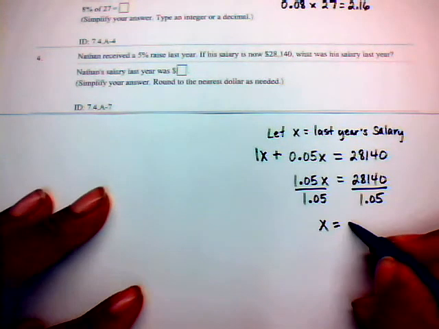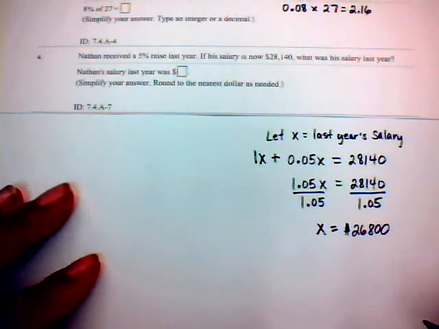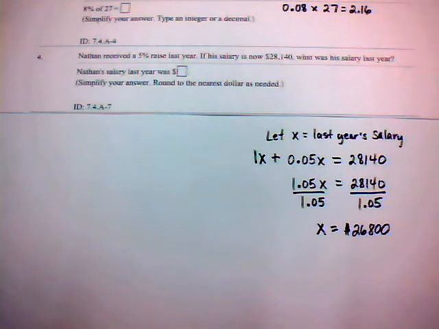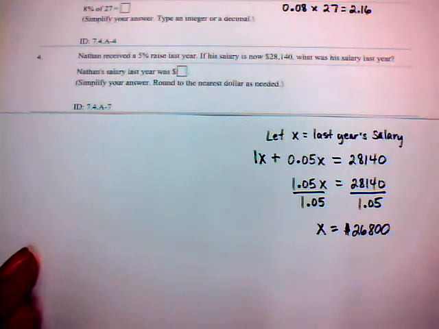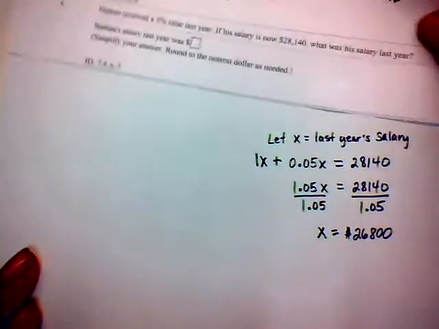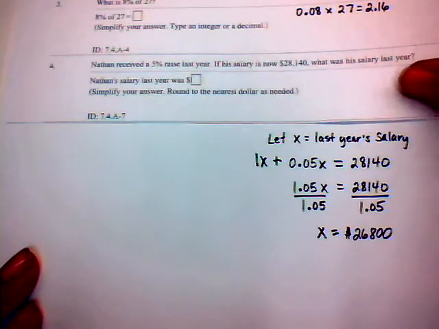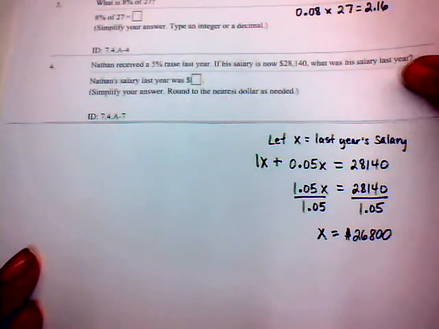That would be $26,800. So last year, Nathan's salary was $26,800. Okay. So this is the equation. This is the way we set up the equation, and then that's how we will solve for x.